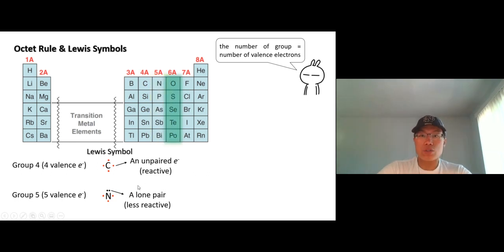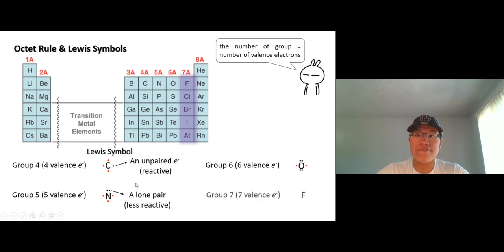We're gonna go to group 6. So you can guess now. Group 6, 6 valence electrons. So oxygen is gonna put out 2 unpaired and 2 lone pairs. And group 7, right? 7 valence electrons, for example, fluorine. Fluorine is gonna put out 3 lone pairs, 1, 2, and 3, and 1 unpaired electron right there.